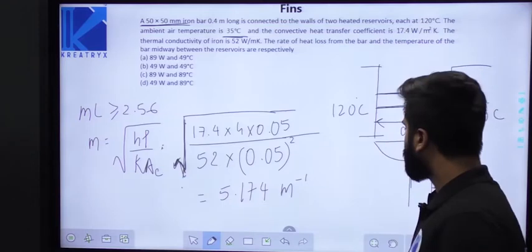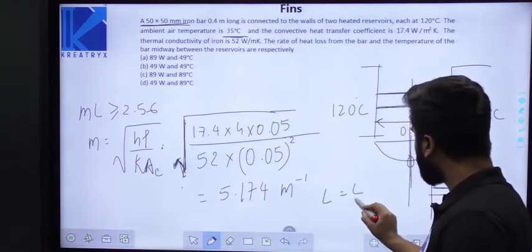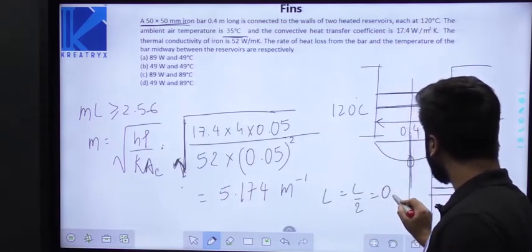Now here L will be what? L will be L by 2. So L is equal to L by 2 here, that is 0.2 meter.